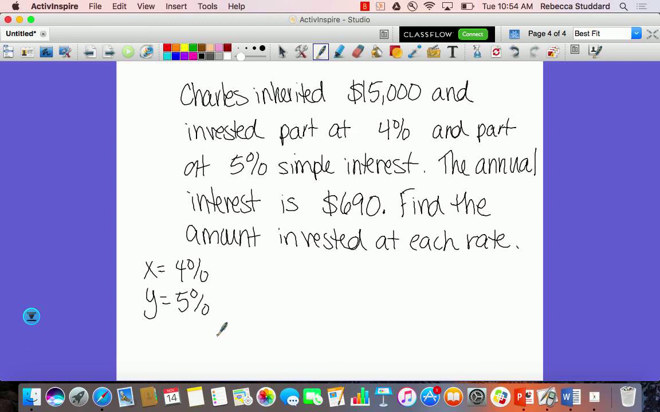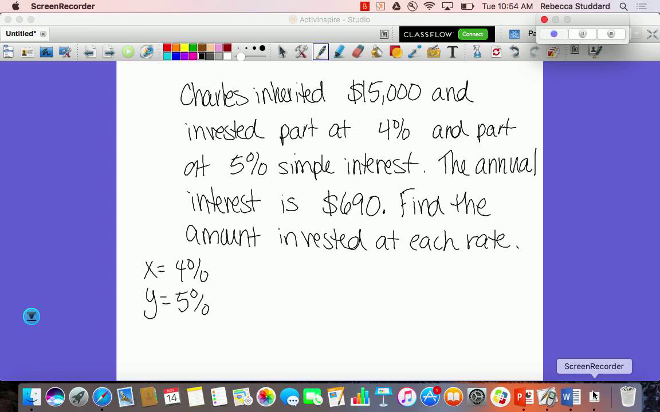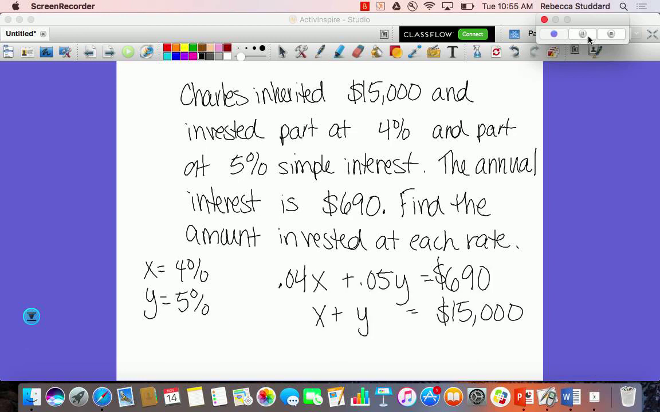All right. So, okay. So, if we know that the total interest is 690, he makes 4% off of what he puts in X, 5% off of what he puts in Y, for a total interest of $690. Together, the money that he invests, X plus Y, is a total of $15,000. That's how much he had to start with. And then we would solve this with substitution, elimination, or graphing. The answer is 6,000 at 4% and 9,000 at 5%.